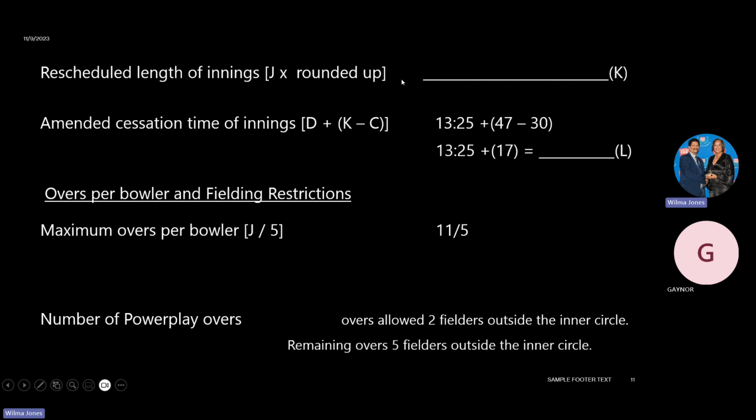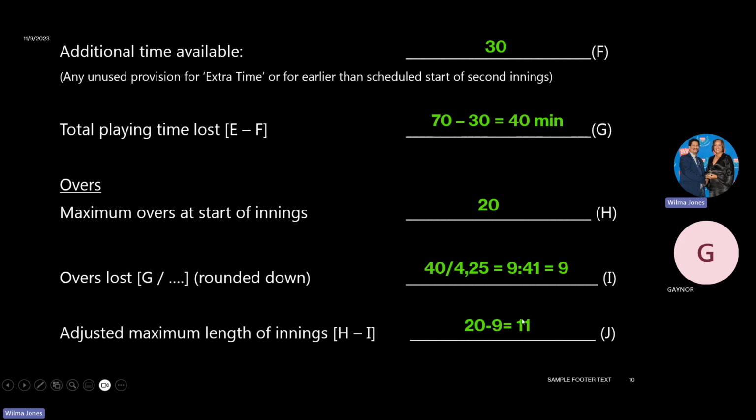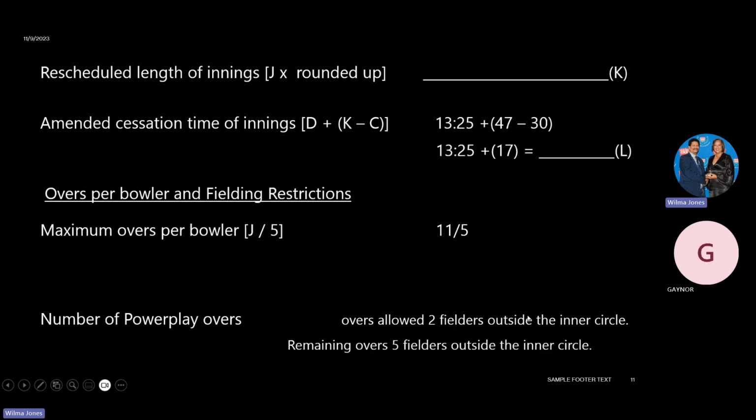Your rescheduled length of innings. Let's go back to J. The amount of overs you've got left there is 11, right? You've done that calculation. Again, for K, you will be using the same 4.25 as your over rate. Can you do that calculation? So 11 times 4.25 will give me 46.75 minutes. As you explained earlier, we would like to play more cricket, so we'll round up. That gives me 47 minutes, which would be the length of the innings in terms of time. That is 100% correct.